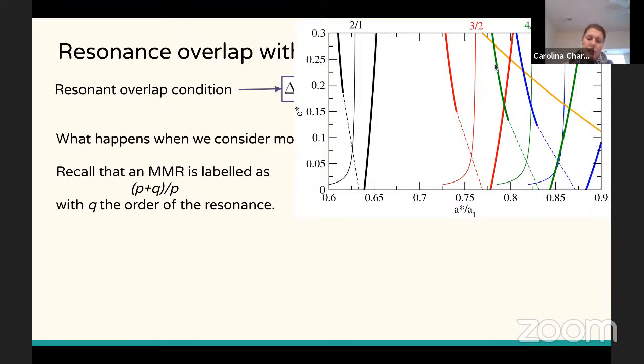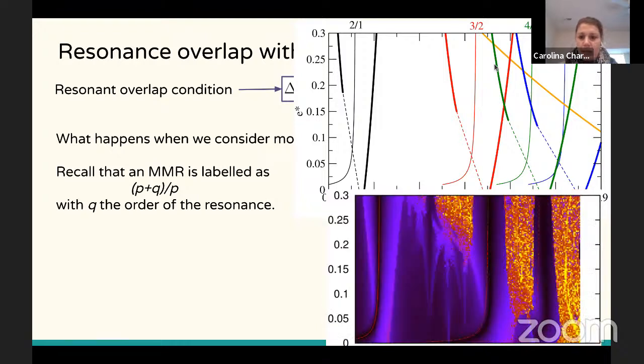And so if we plot a dynamical map, we can see the same structures appearing. We see this is the variation of the eccentricity, and we see that we have the 2-to-1 mean motion resonance isolated. We have the 3-to-2, the 4-to-3, and then beyond this semi-major axis, everything becomes chaotic, and we cannot distinguish the individual structures anymore, and this is because of the overlap.